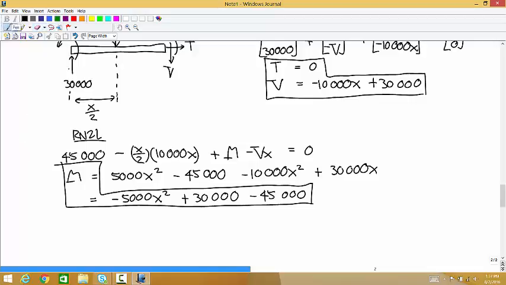Okay. Is that what we were trying to do in this problem? Calculate internal loads? I don't remember. No. What are we trying to do? Yeah, we're trying to get the deflection.